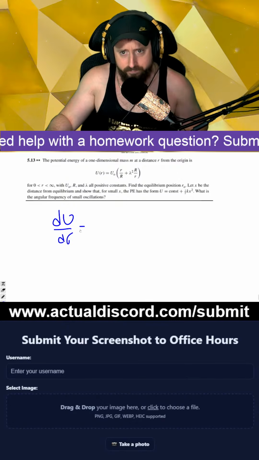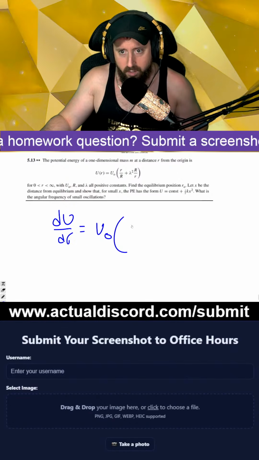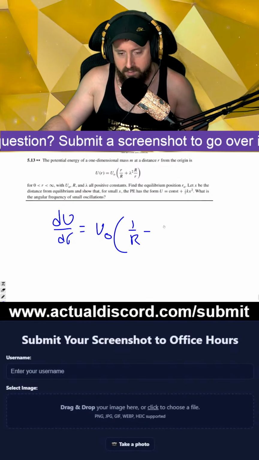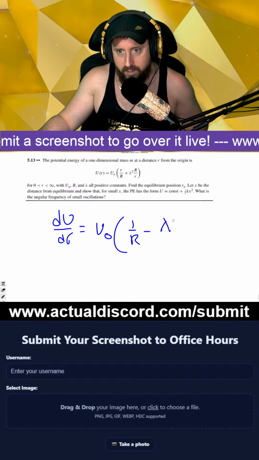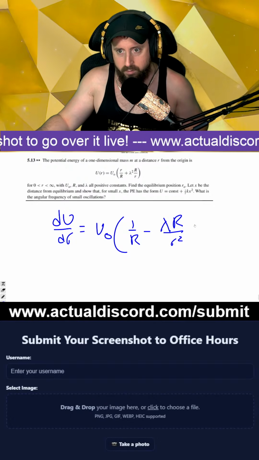So, du dr is going to equal mu naught times 1 over r minus lambda r over r squared, right?